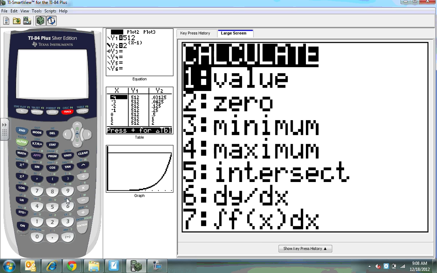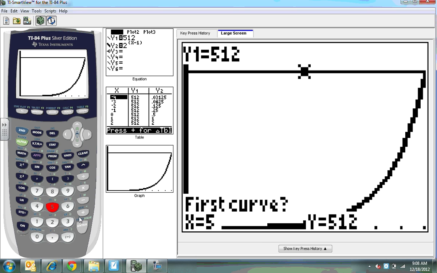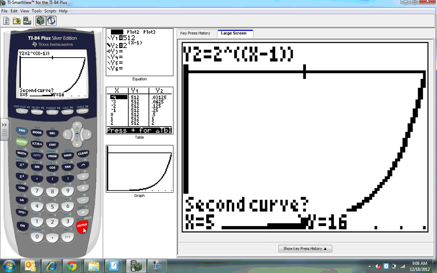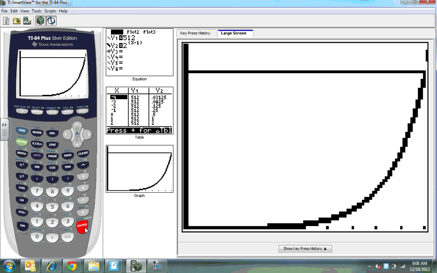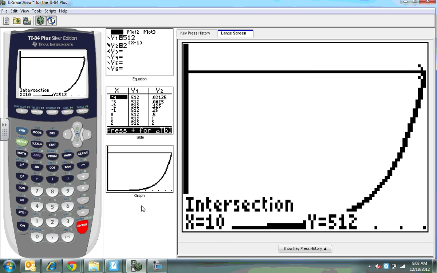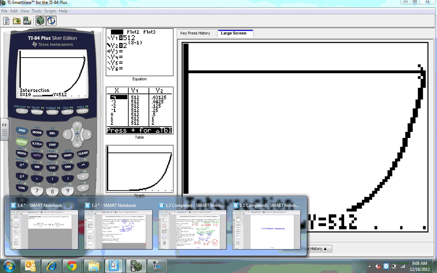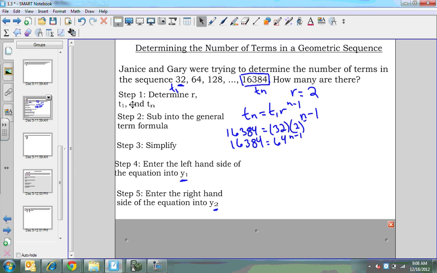So second trace, number 5. Okay, and we get n equals 10. So what that tells me is that there's 10 total terms here. N or x, same thing, equals 10. So there are 10 terms. So this term here, 16,384, is my 10th term.